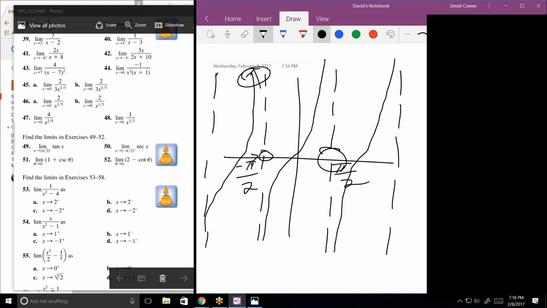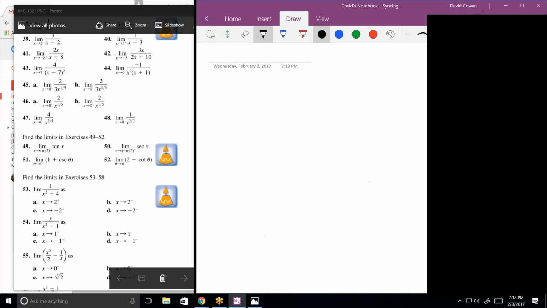Let's see. As I approach from the left, I'm up here at positive infinity. If I were to approach it from the right, I'd be down here at negative infinity. So the answer to 49 is definitely positive infinity. Okay. Secant. Secant is the reciprocal of what? Sine or cosine?